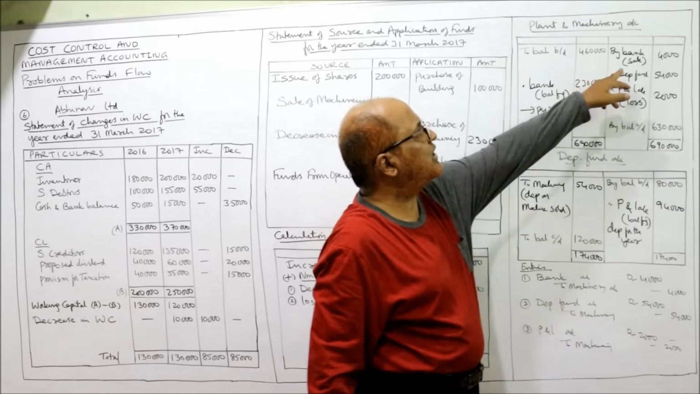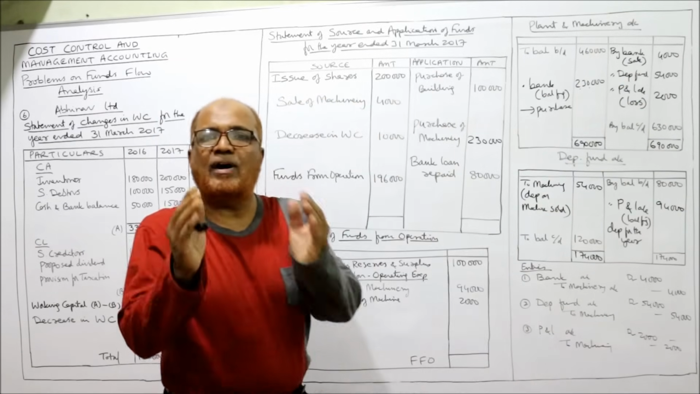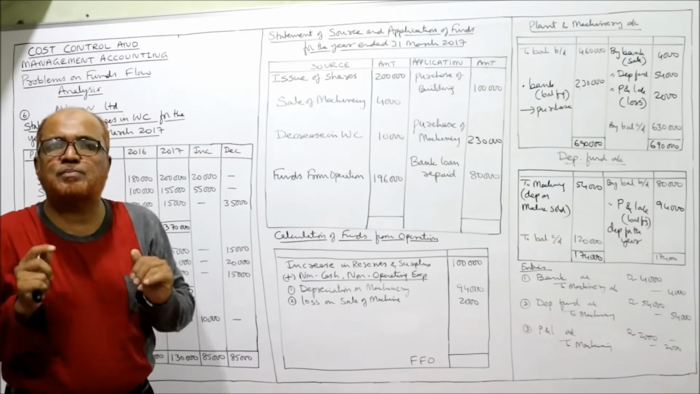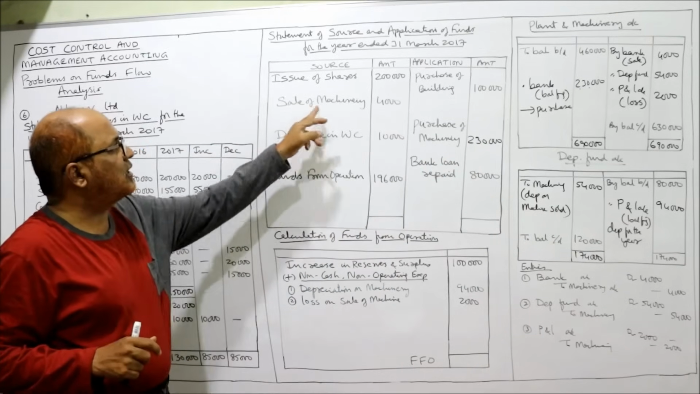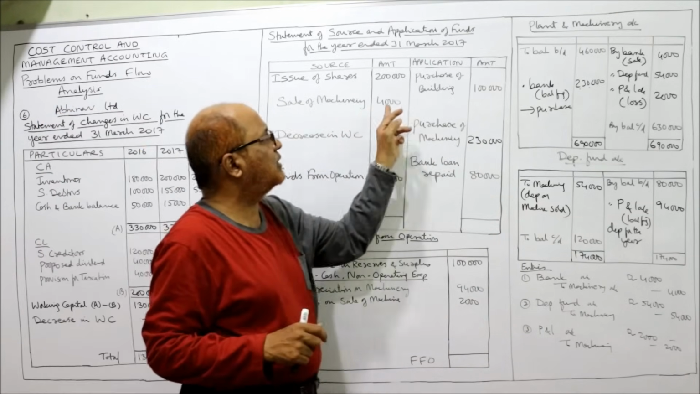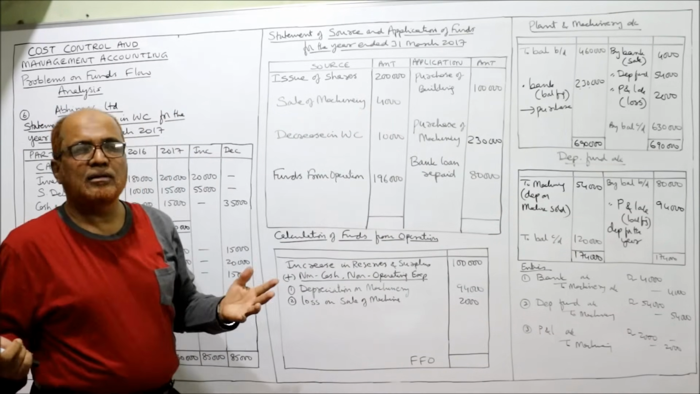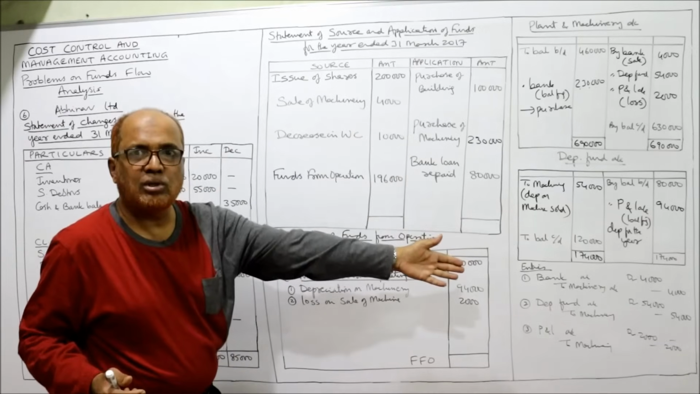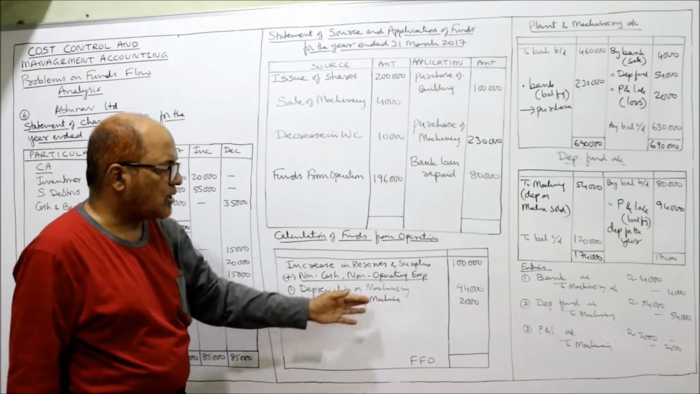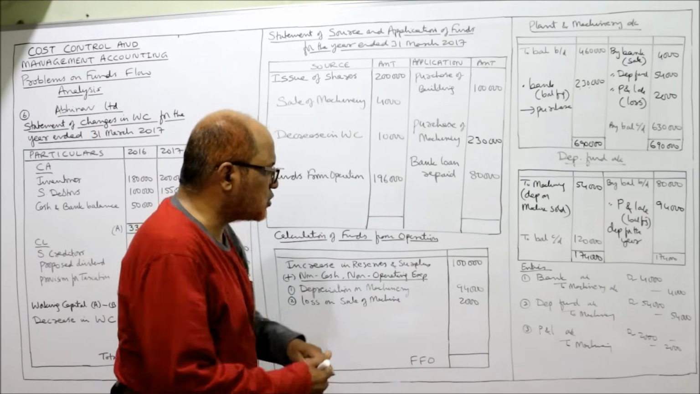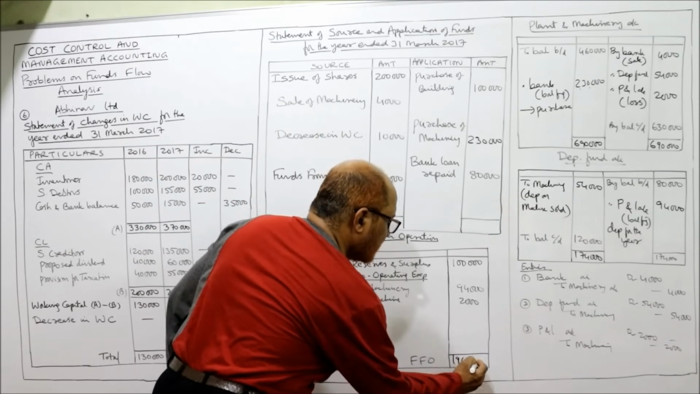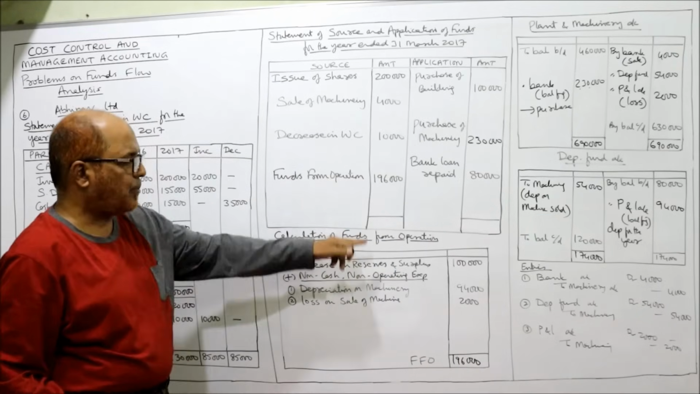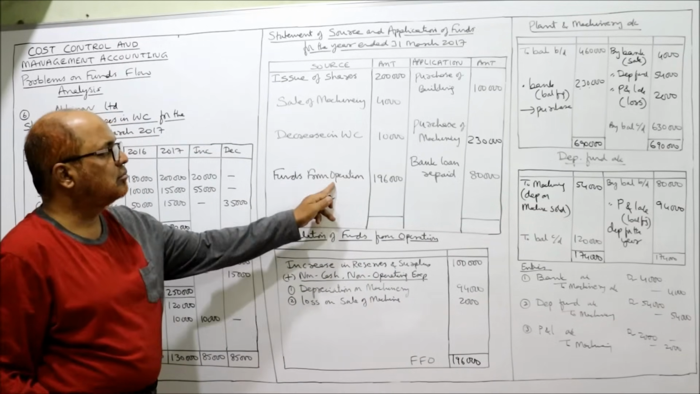Now there is a sale of machine. What is the sale proceed of machine? 4,000. One machine was sold, another machine is purchased. The purchased machine we have taken on application, sale of the machine 4,000. That I have taken on the source side. That's all. The accounts are closed. Now here funds from operation. 1 lakh plus 94 plus 2, 1,96,000 is the funds from operation, FFO.